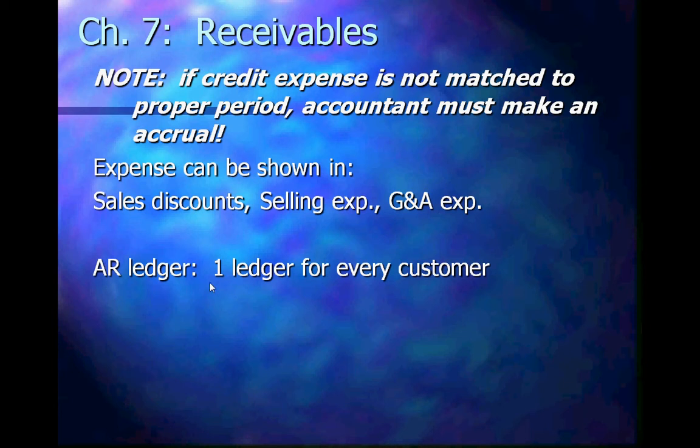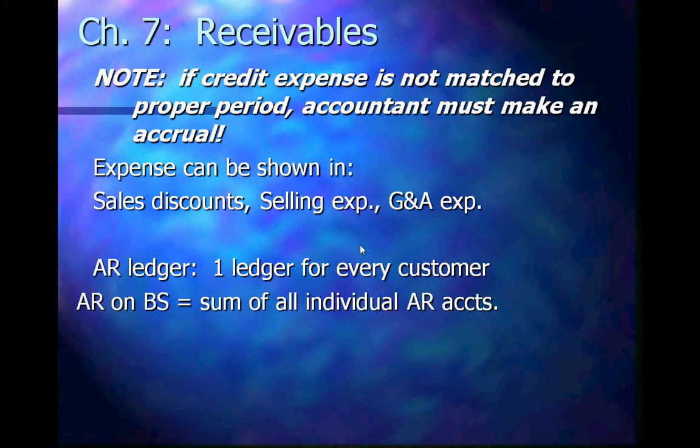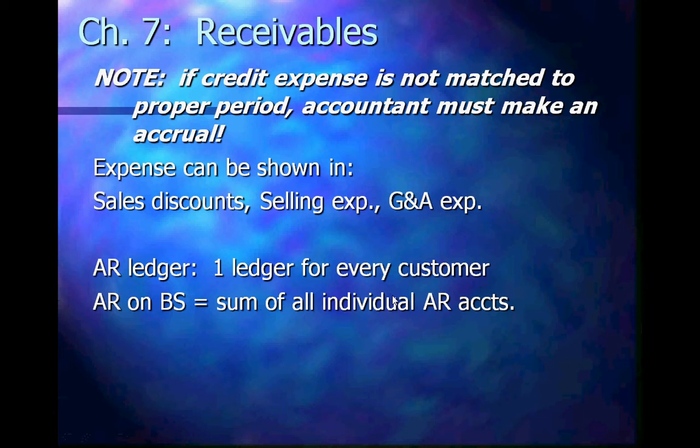The accounts receivable ledger: let's understand that there is one separate ledger for each customer, right? Again, I'll use the Macy's credit card account. On Macy's books, if you were to look at their balance sheet, there would be one line for accounts receivable, but understand that there are tens of millions of people, a ledger for every customer, that all add up to equal that accounts receivable number you see on Macy's balance sheet. So that's the sum of all the individual accounts receivable accounts, and you need to be aware of that.